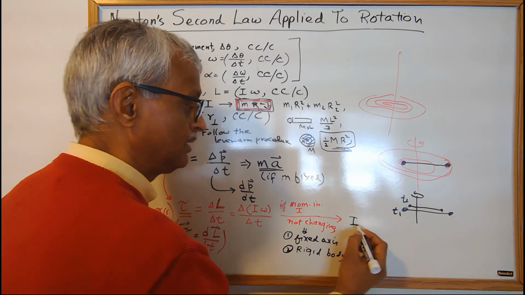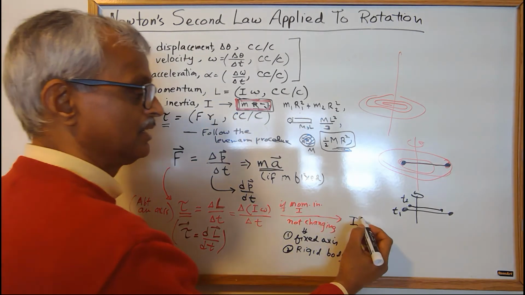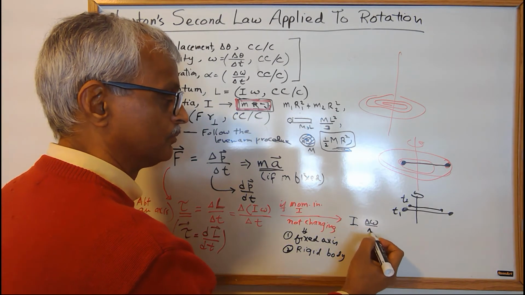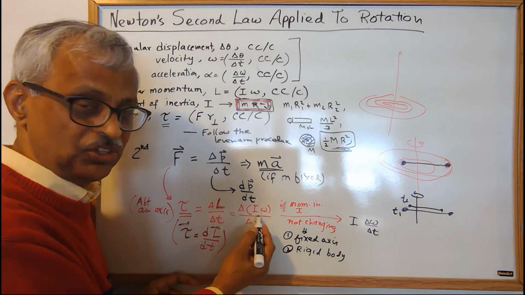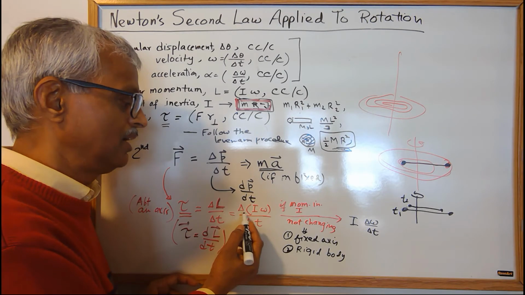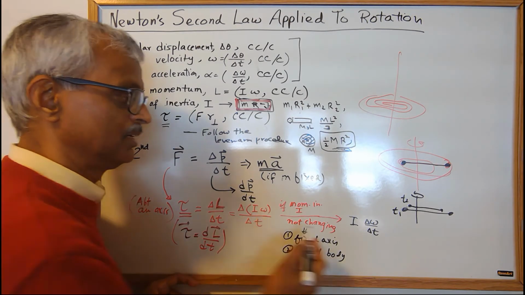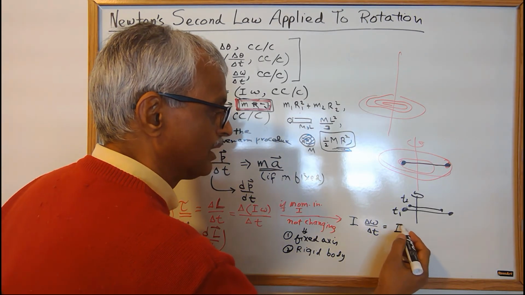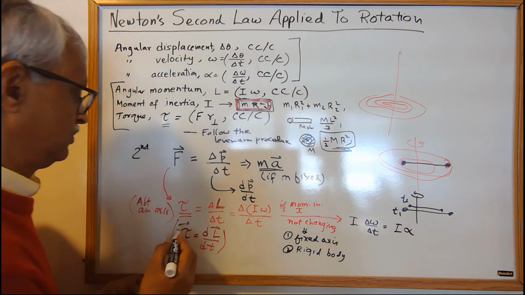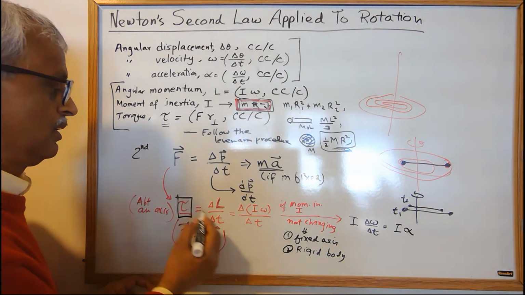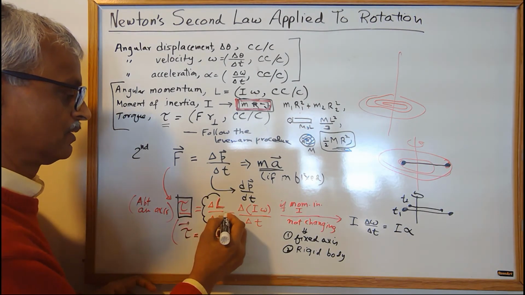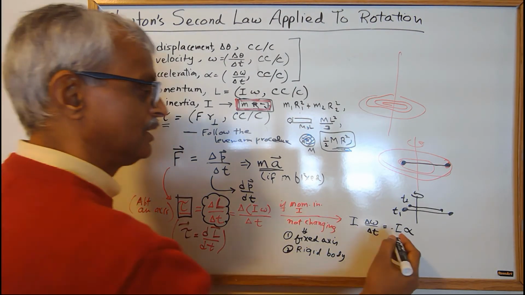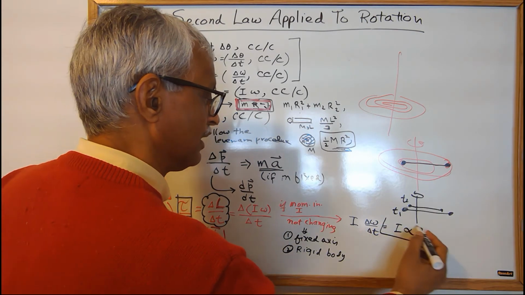And so you have I times delta omega over delta t. So you don't have to just make a product and then look at the change. You can just say I outside and then just look at the change in omega over delta t. So that's equal to I times alpha. So the torque, after all of this, this is the more fundamental law. All of this is equal to I alpha.